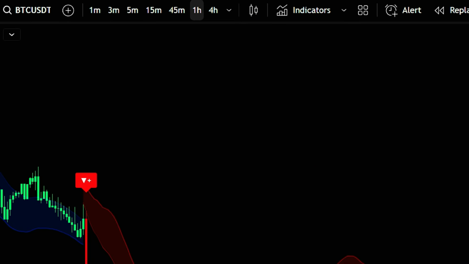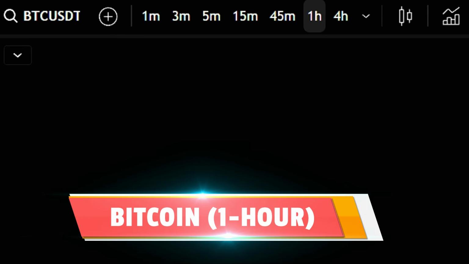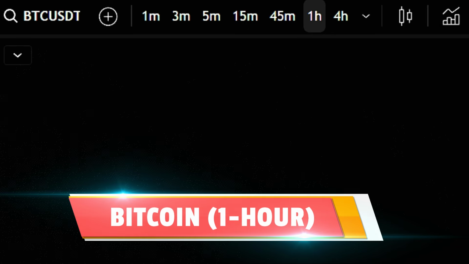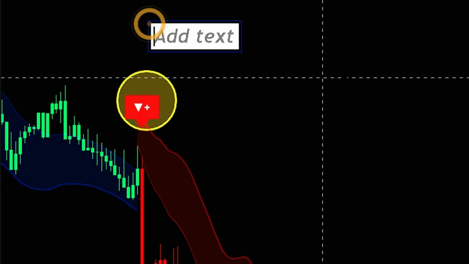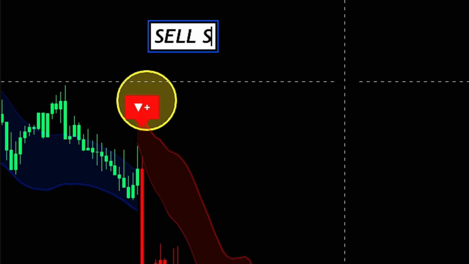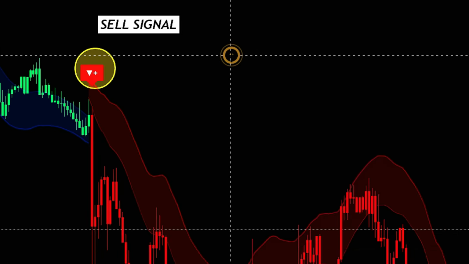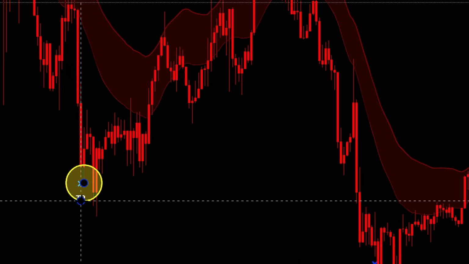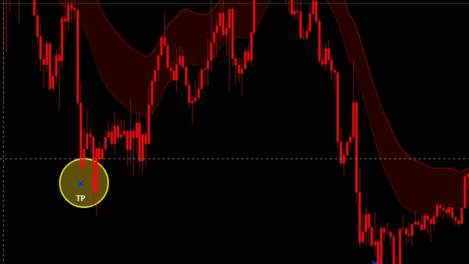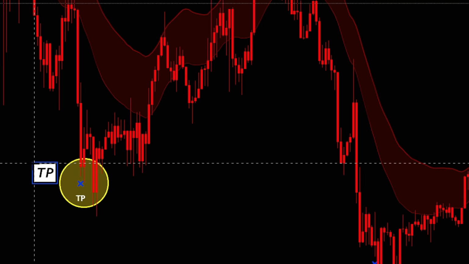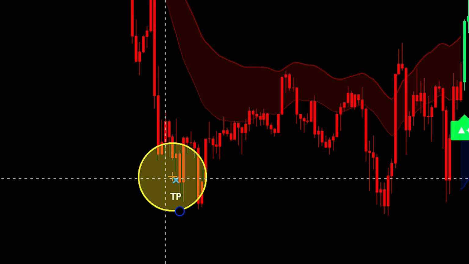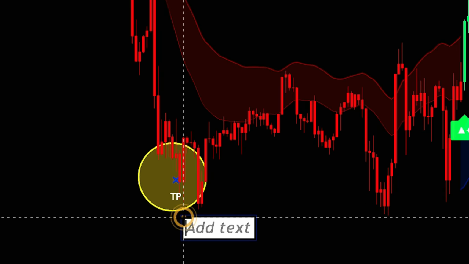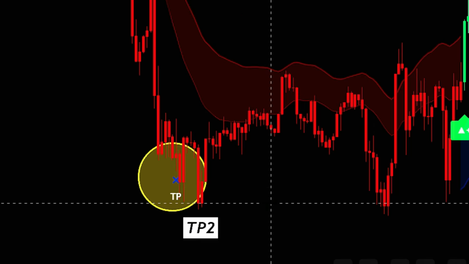second. Check out this Bitcoin chart on the 1 hour time frame. Right here, the indicator nailed the top. Boom! Clear sell signal just as the market starts dropping. And the best part, it's already spelled out your take profit levels, so you know exactly when to exit. No guessing, no stress, just a clean setup that you could follow step by step. It's the kind of clarity most traders wish they had, and most don't even realize they're missing it.